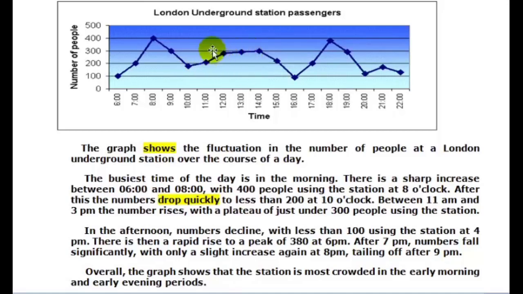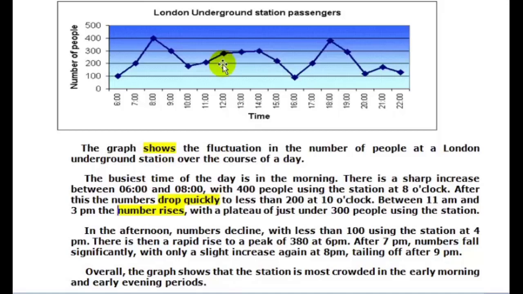And this could be described as a plateau. The word can be used. Just see the question: between 11 a.m. and 3 p.m. the number rises. Number rises means that it increases, with a plateau of just under 300 people using the station. You see that it is just under the 300 people.